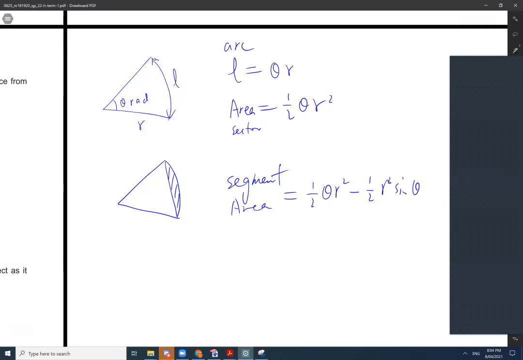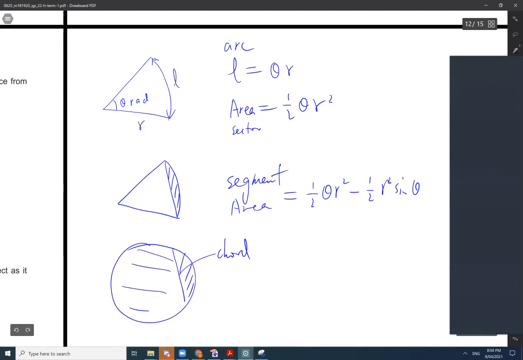Okay. Of course, if you have this line called a chord, you have this segment and this segment. This is called the minor, and this is called the major. Remember that? Yeah, the formula is very easy. Okay.